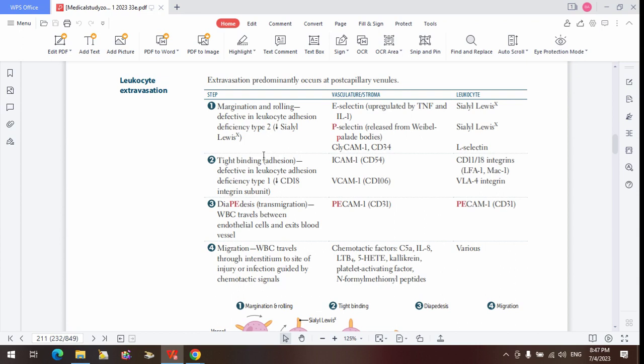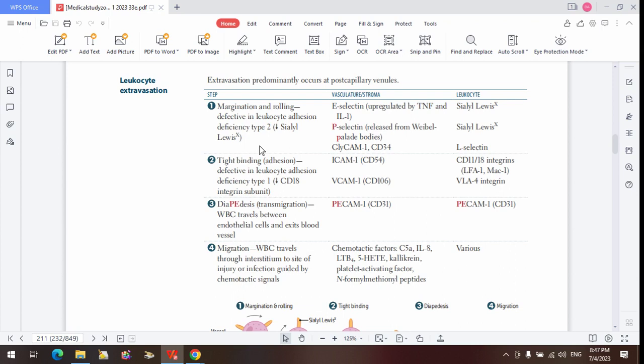Now, what is the next stage after rolling? You need to bind tightly to the endothelium. What does it use to bind tightly? Sorry, Dr. Babawale, which one is type 2? So, okay, the Sialyl Lewis. Okay, it's type 2. The Sialyl Lewis is type 2.